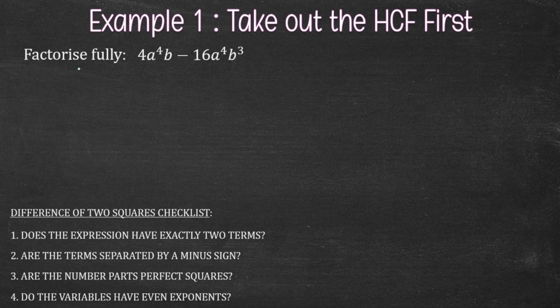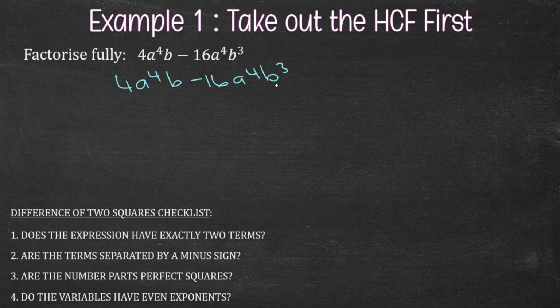For example 1, we have to factorize fully this binomial because it has two terms. But before we start, we always write down this expression and then we work from this. Before choosing a factorization method, we must always check for an HCF first. This expression is a perfect example why that step is so important.